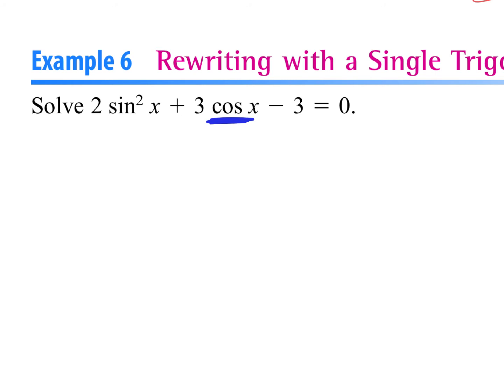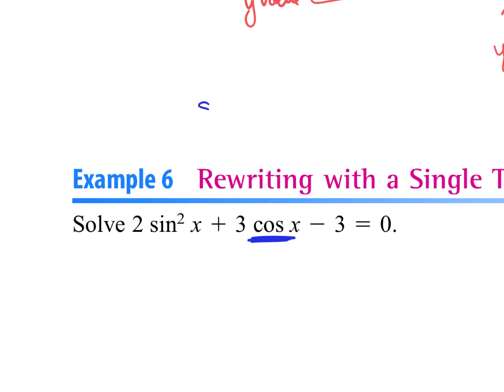Can I change sine to cosine? Yes. Do I have a Pythagorean identity? Sine squared plus cosine squared equals 1. There you go. This is our Pythagorean identity that we use a million times. What can I change sine squared to? If I subtract cosine squared from both sides, sine squared equals 1 minus cosine squared. You guys agree with me?